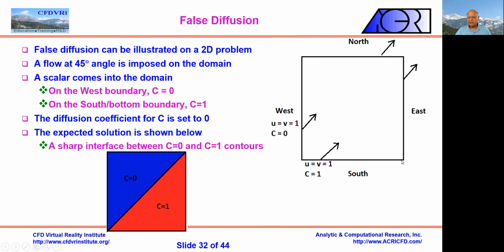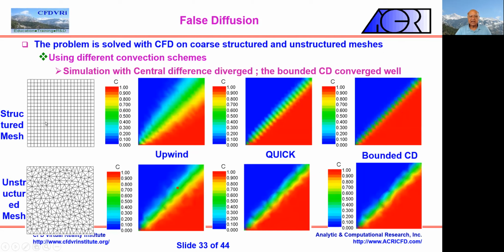Now, what should happen in this case is that if the diffusion is 0, then the solution should be like this. There should be a sharp interface between C0 and C1 once you increase the velocities, once the diffusion is 0. So the diffusion coefficient is set to 0, but we still get this solution. This is a solution we desire with diffusion coefficient 0. What we actually get looks like that.